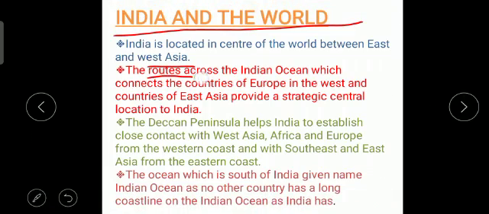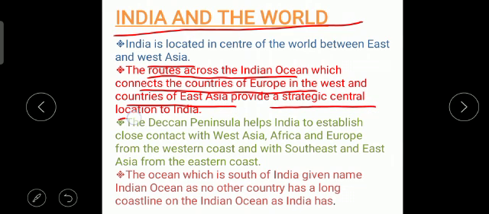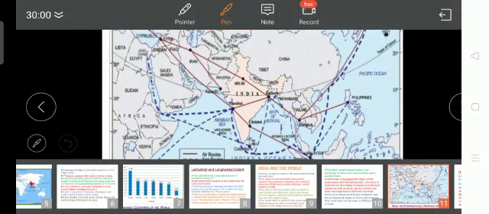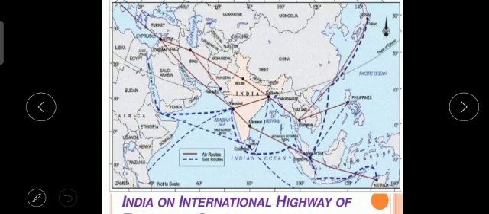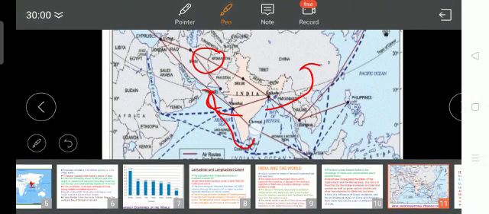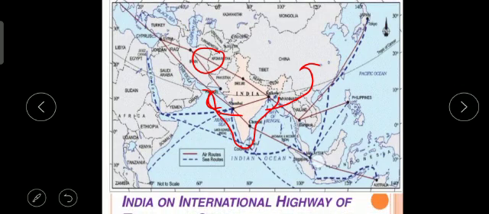The routes across the Indian Ocean, which connects the countries of Europe in the west and the countries of East Asia, provide a strategic central location to India. The Indian Ocean is very important for India as it connects India with the Eastern Asian countries as well as Western and European countries by sea routes. That is why India has a strategic location for trade.